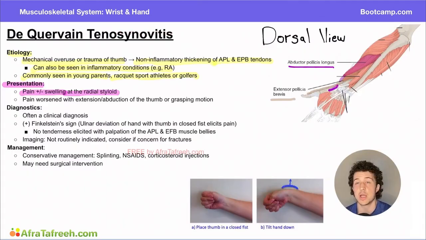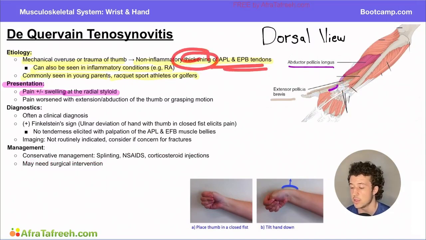And again, this radial styloid is the area where the abductor pollicis longus and extensor pollicis brevis are going to move through that first dorsal compartment on the posterior side of the wrist. And that is why we see the inflammation and pain at that area. If we have thickening of these tendons as they go through that first dorsal compartment, that's where we're going to feel the pain and that's where we'll have the swelling.